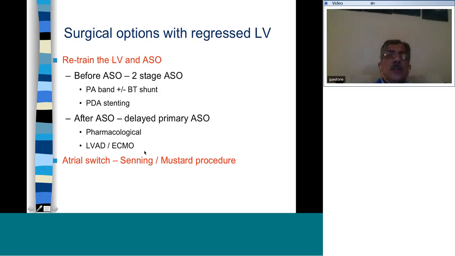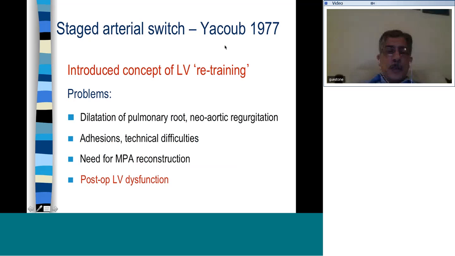So what is the staged arterial switch, which I mentioned, which was originally described by Yacoub? He introduced the concept of left ventricular training by putting a band around the pulmonary artery and increasing the left ventricular output. But when he described it, he did the initial first stage and then followed it up with the second stage after several months. And what happened in the interim was that because of the PA band, there was significant dilatation of the pulmonary artery root. And after this arterial switch, these patients developed significant neo-aortic regurgitation. There were more adhesions and technical difficulties were more. There was need for main pulmonary artery reconstruction because of the band. And a significant number of these patients had postoperative left ventricular dysfunction. And therefore, that procedure was largely abandoned.